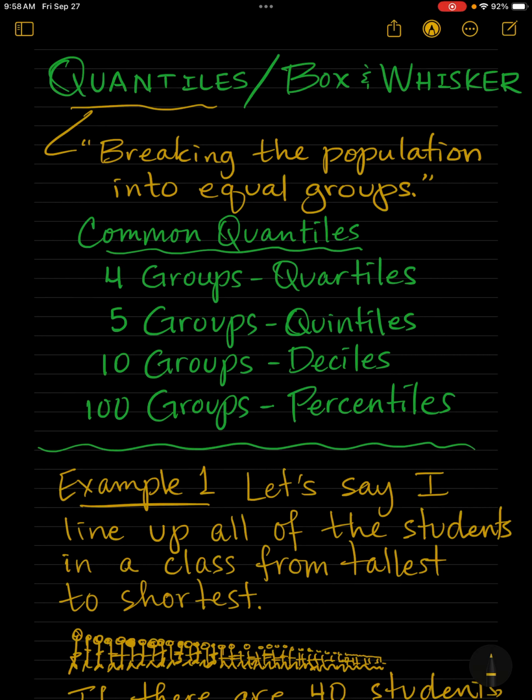Today we're going to talk about quantiles and I'll show you how to create a box and whisker.